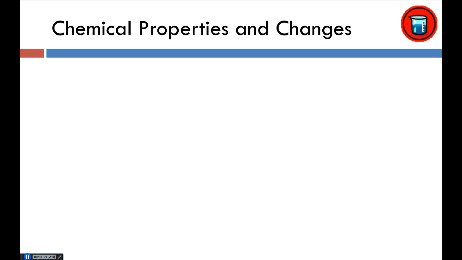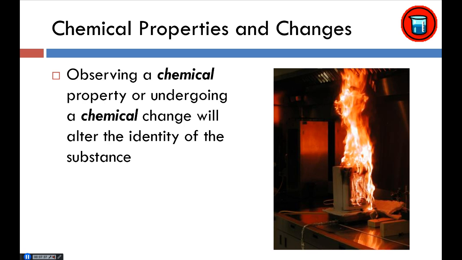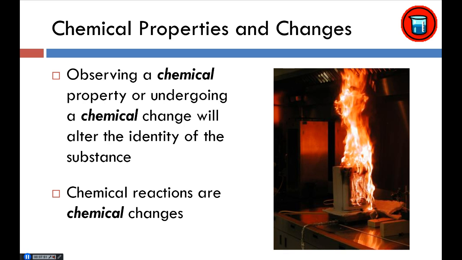So let's compare our physical changes to our chemical changes. A chemical change does alter the identity of a substance. So the materials that are entering the change are fundamentally different from the materials you get at the end of the change. For example, if you take something and you light it on fire, the material that you started with and the materials you end up with at the end of the reaction are going to be dramatically different. Another name for a chemical change is a chemical reaction. We're going to spend really the bulk of this semester and next semester talking about chemical reactions and chemical changes.